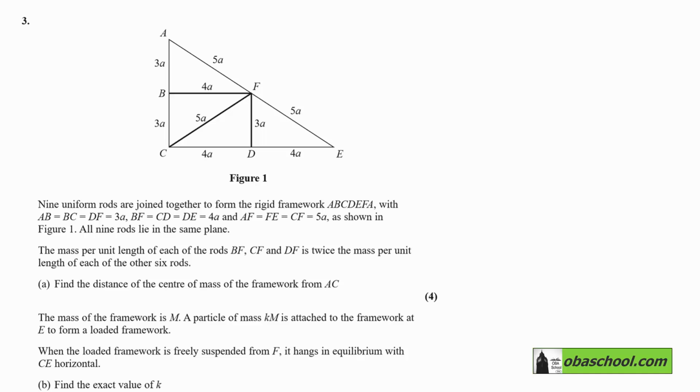The mass per unit length of each of the rods BF, CF and DF is twice the mass per unit length of each of the other 6 rods. And we can see those rods are bolder in the diagram. Find the distance of the center of mass of the framework from AC. So in other words, we want the distance from here. And let's say that the center of mass is here somewhere at x bar, y bar. What we're then after is x bar.